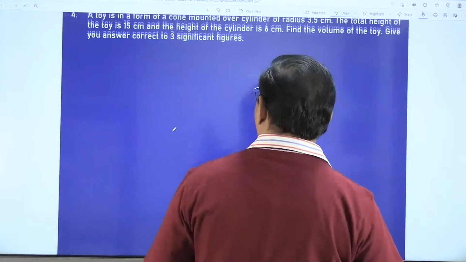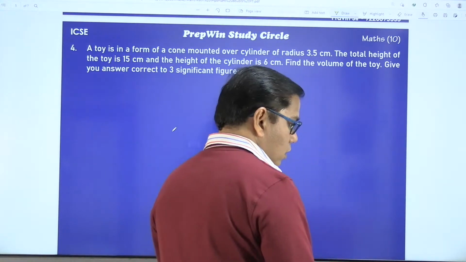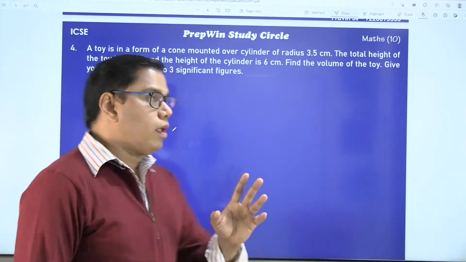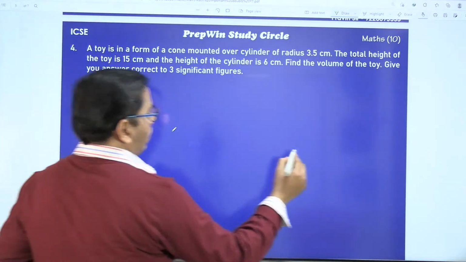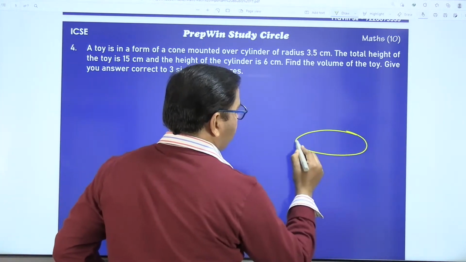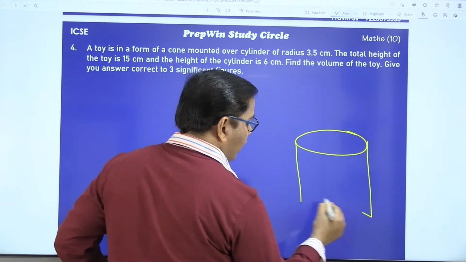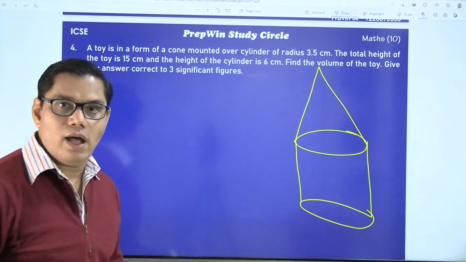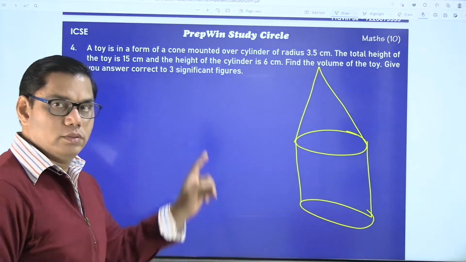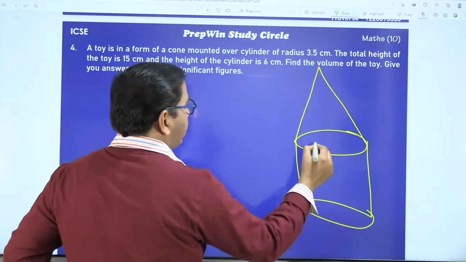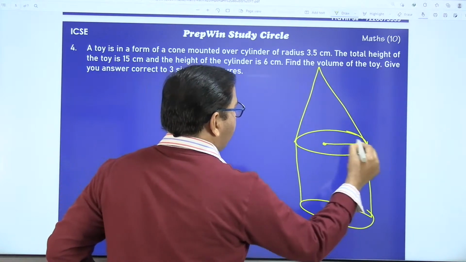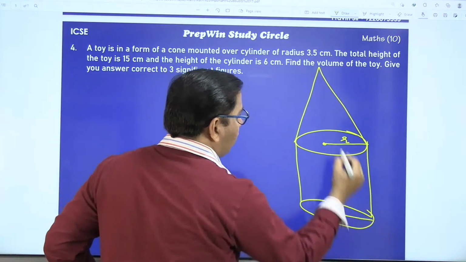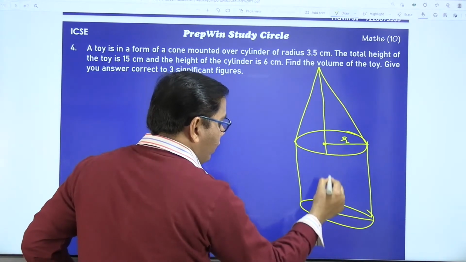Okay, now this again, this kind of question. Okay, this is from mensuration. Now mensuration, we have a toy. Now this toy, at the base, is in the form of a cylinder, right? And at the top it is in the form of a cone. Cylinder and cone. Now in this kind of arrangement, what do we see? That the radius of cone and cylinder both are one and the same. Okay, they have different heights.